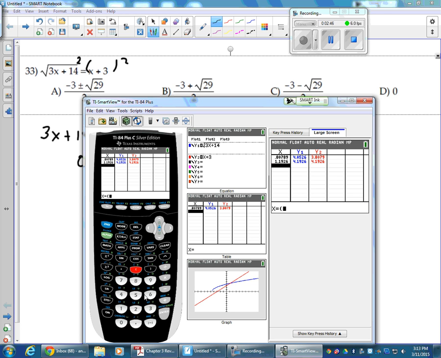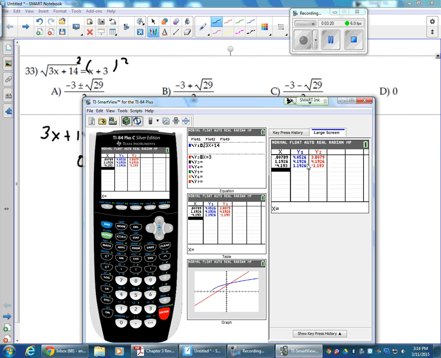And then if I tried negative 3 minus the square root of 29, it's probably going to give me an error because it would give you a negative underneath this radical. If you plugged the x value in, it would give you a negative under the radical in your Y1 equation. So that won't work. So it just gave me two different answers, I suppose.